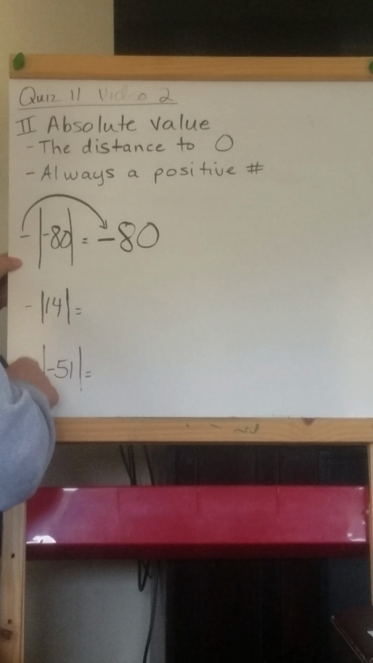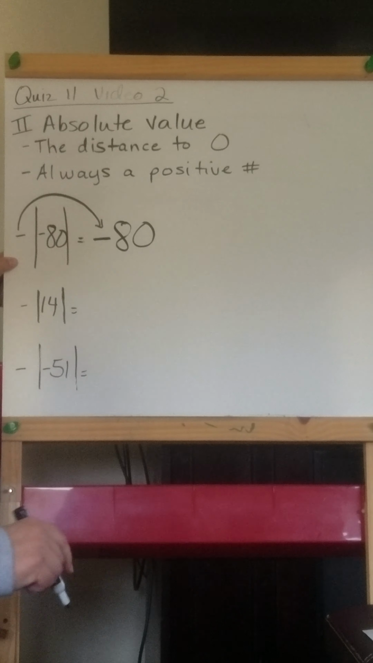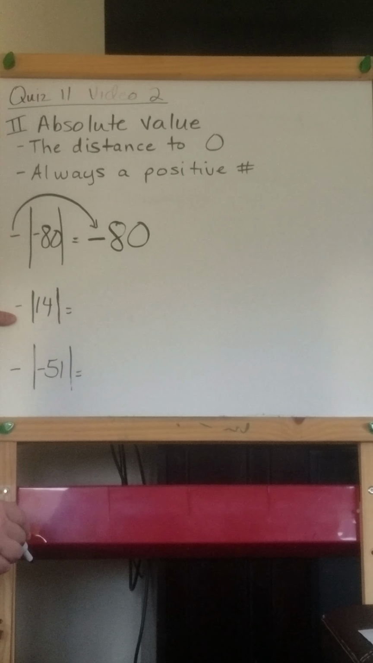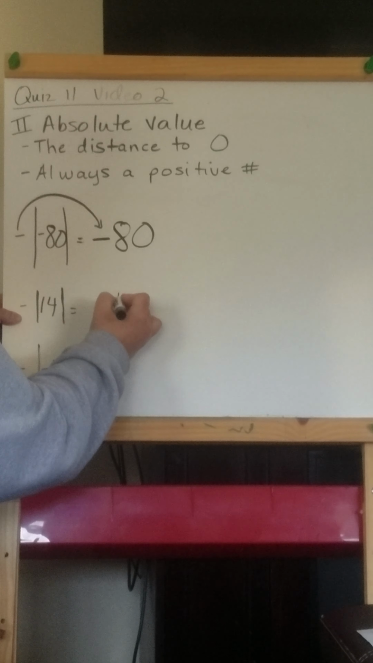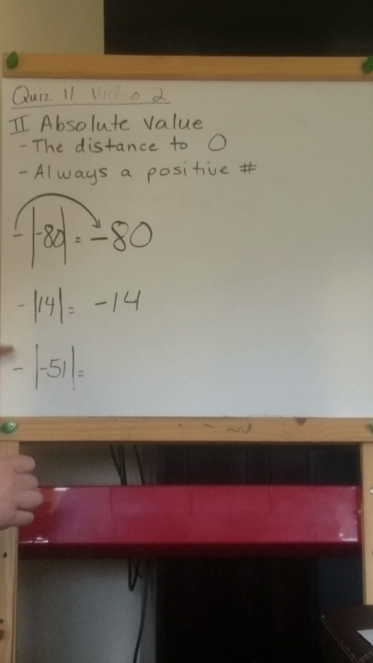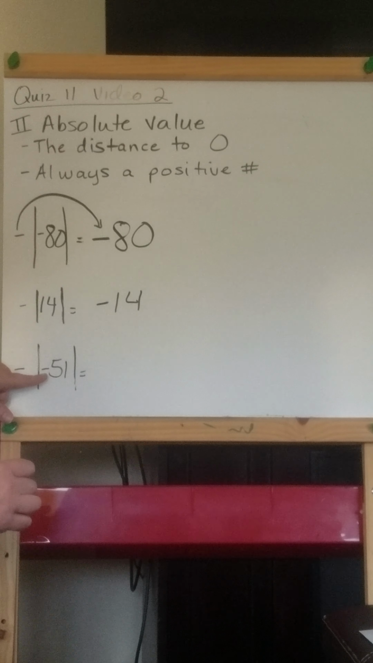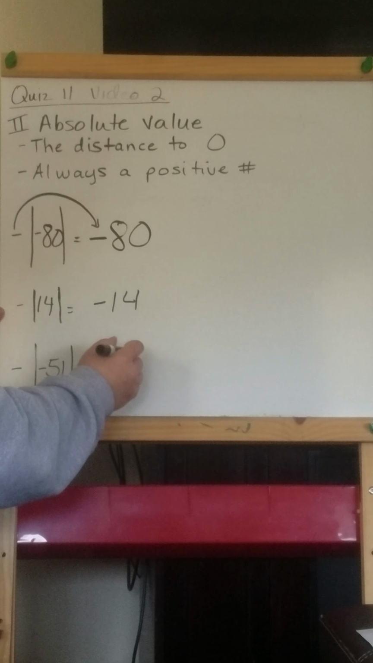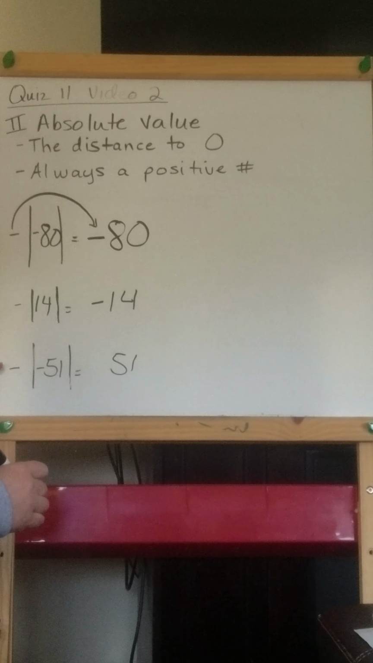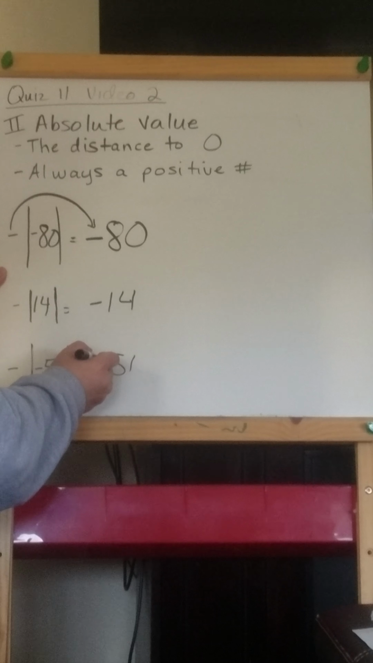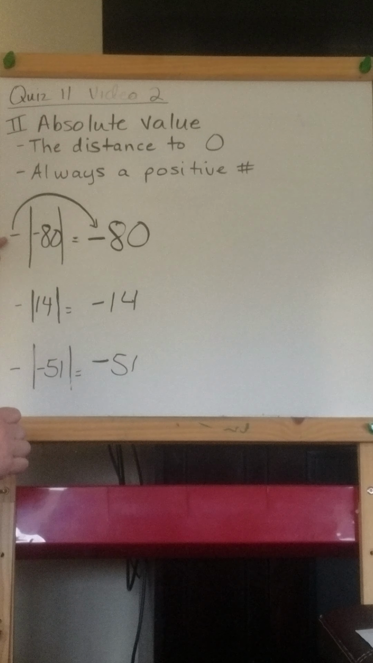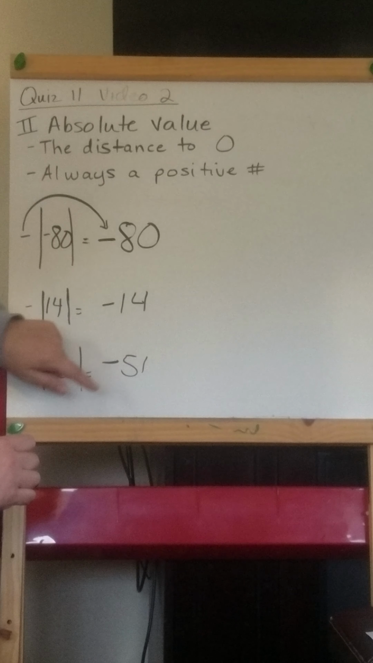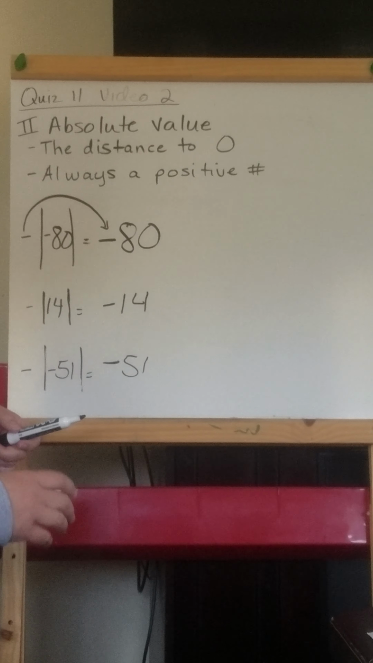See if you can guess what the answer to these two would be. Minus the absolute value of 14. Hopefully you all guessed that the answer is -14. And how about minus the absolute value of -51? Again, find the absolute value of -51. It's 51, and then take the negative of that. So anytime you have a negative sign on the front of the absolute value, your answer will have a negative sign.